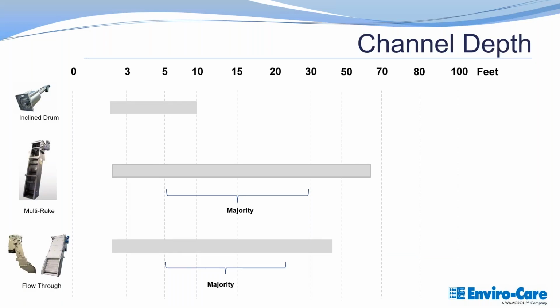Channel depth is one of the other considerations. Incline drum screen, it's very effective for channel depths up to about 10 feet. The multi-rake screen is going to be much more suited for deeper applications. You'll see here it's showing an average of up to about 50 feet, but we have installations as deep as 180 feet as well. It can be a very flexible screen for going deep. The flow-through screen, given that it has a whole belt of panels on it, is going to be a little less deep. We can still go 30 plus feet on it. We have some installations up to 50 feet on it, but that one is a little more limited on depth.